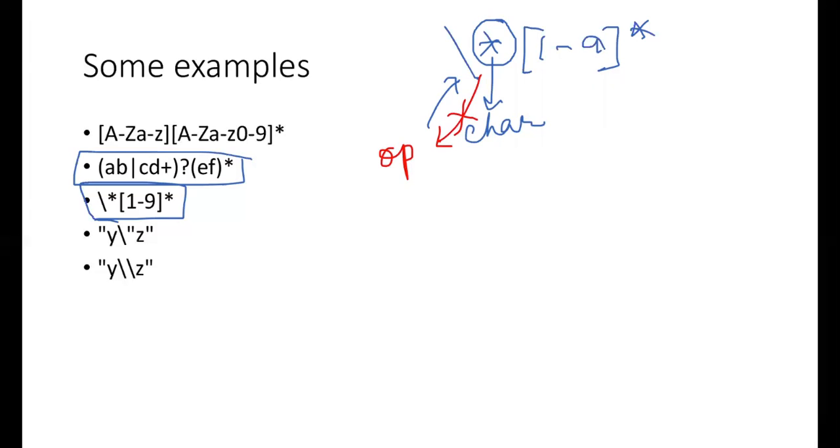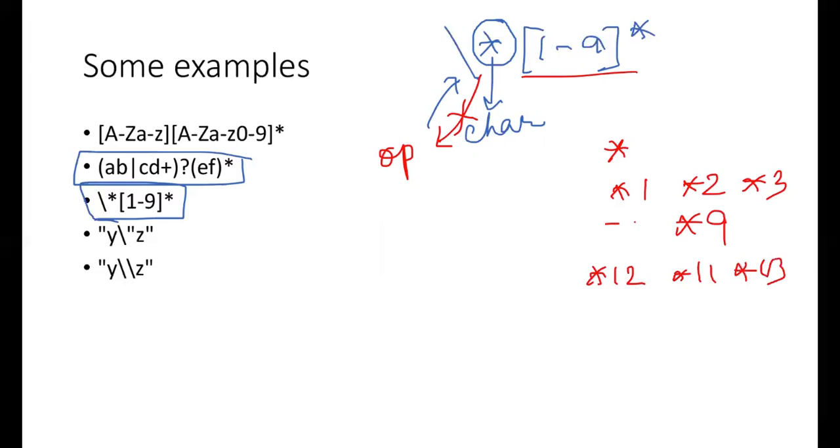So my string would be starting with star, followed by 1 to 9, again 0 or more times. So with 0 times, then only star. If it is 1 time, say star 1, or star 2, or star 3, up to star 9. If it is repeating 2 times, star 1 2, star 1 1, star 1 3, and it will go on, 2 times, 3 times. It can continue in this manner. So it is 0 or more digits from 1 to 9, starting with a star.